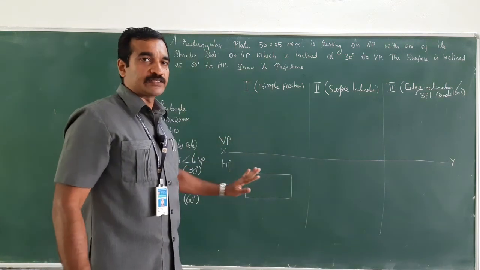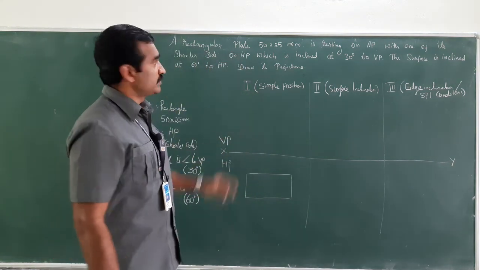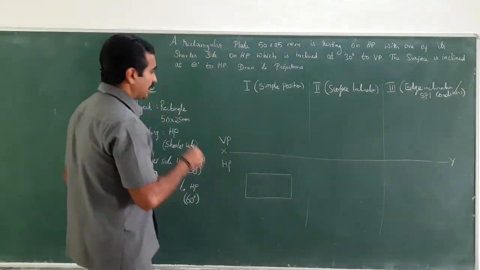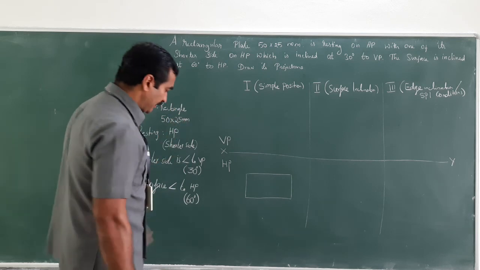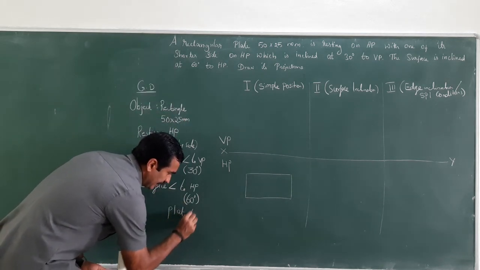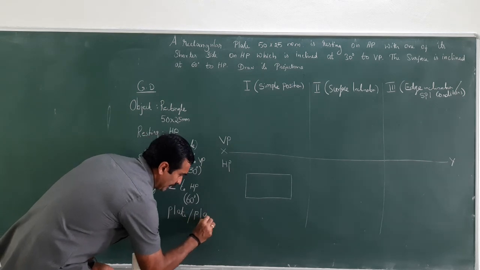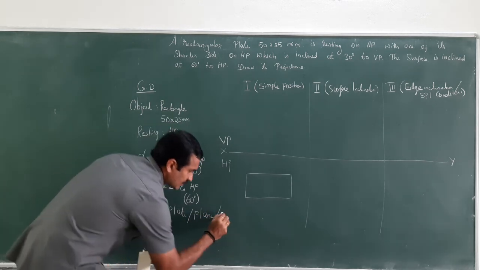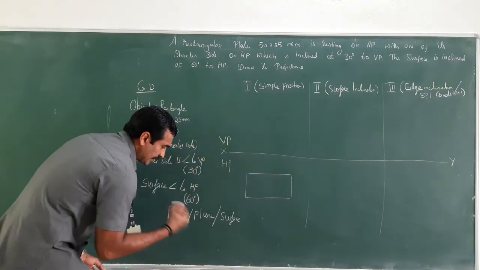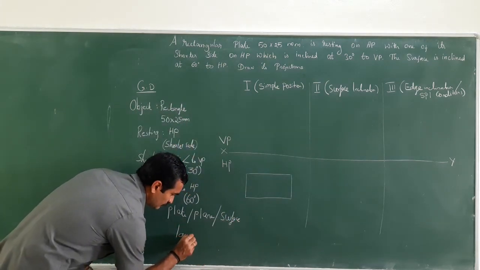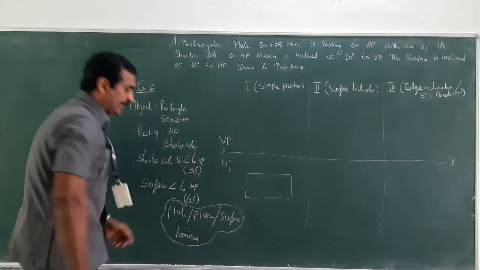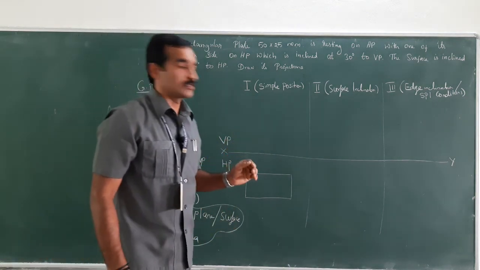So, this is a rectangular plate. What is the other name of plane? I taught you in the previous class, this also. The other name of plate is plane or surface, or the other name is lamina, isn't it? So, these are the other names of the plane surfaces, right?